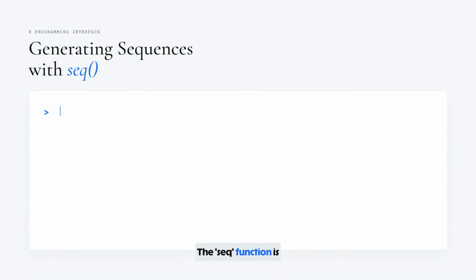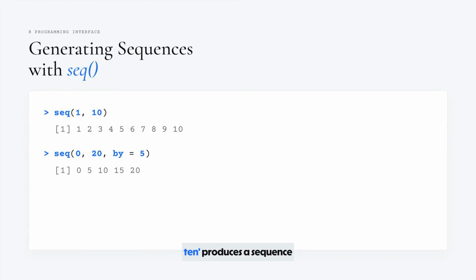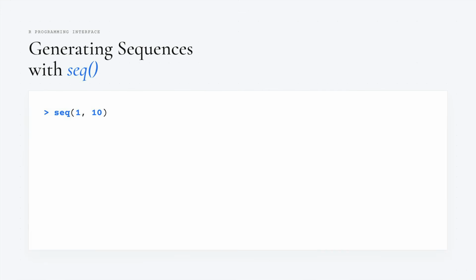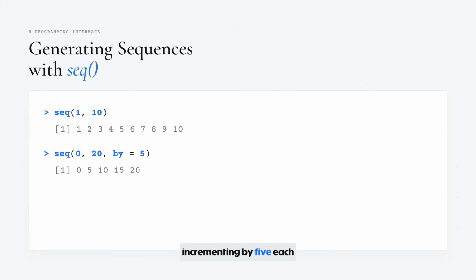The colon operator is a quick way to generate ranges. Running 1 to 10 produces a sequence of integers. You can also set the step size. Here we generate numbers from 0 to 20, incrementing by 5 each time.